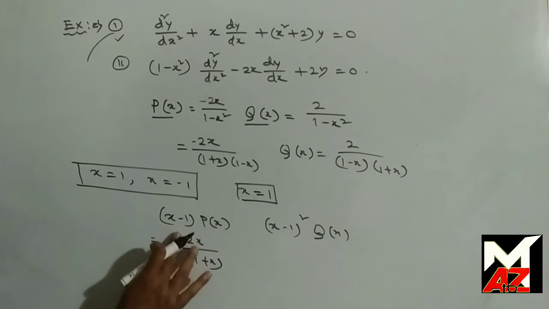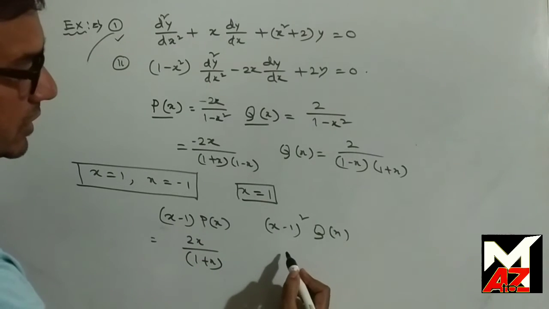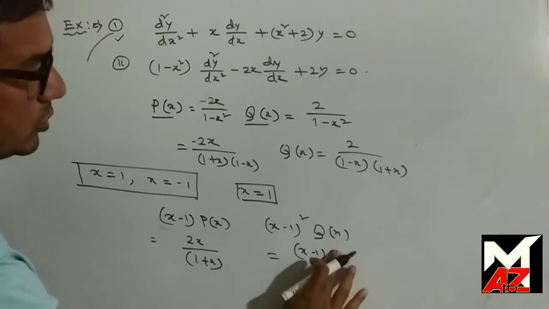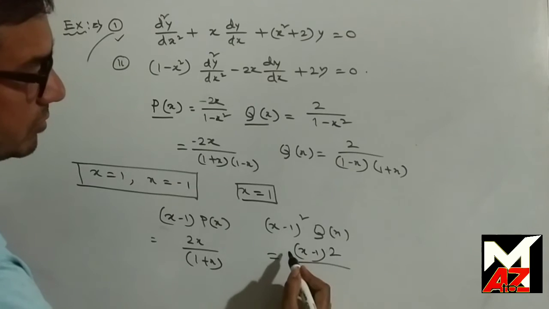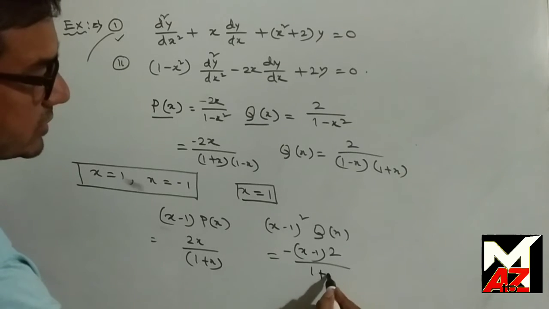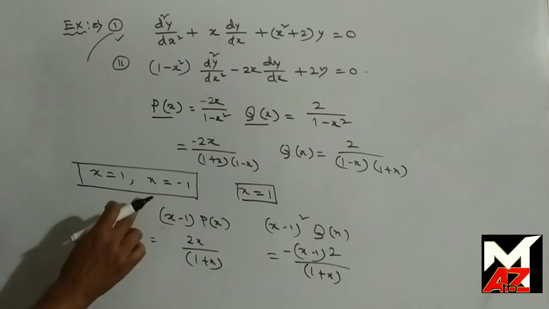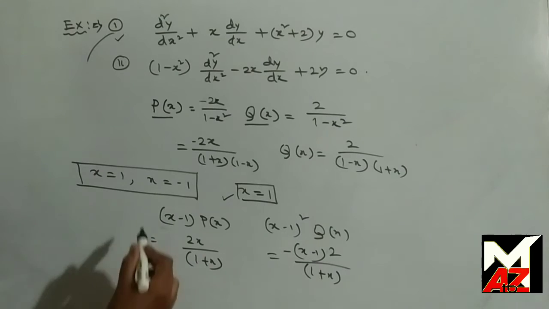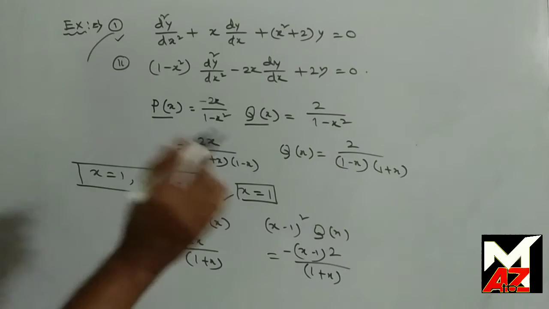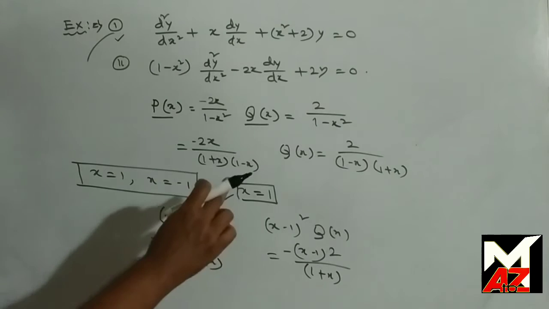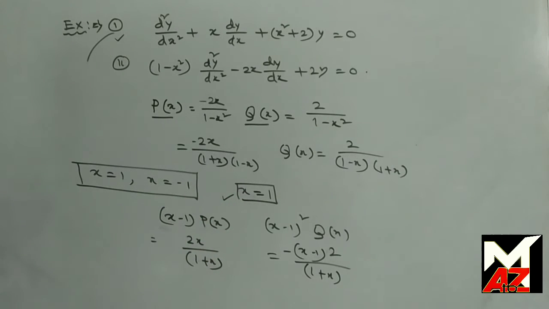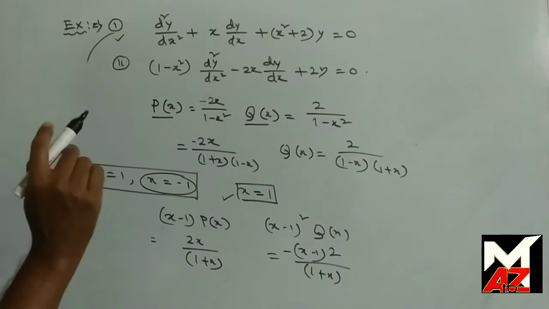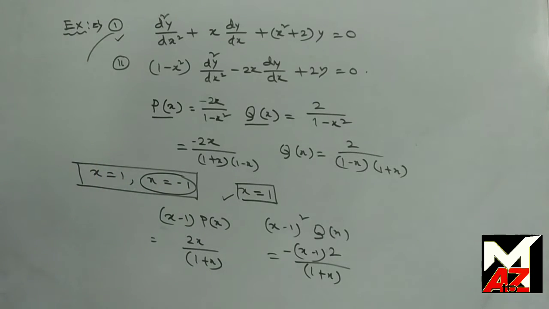Here minus is plus, transfer to plus, and this is equal to (x minus 1) into 2 by minus 1 plus x. So this and this both are analytic at x equal to 1. So we say that x equal to 1 is a regular singular point. X equal to 1 is singular, but it is regular. And similarly, x equal to minus 1 is also singular, but this is also a regular singular point.